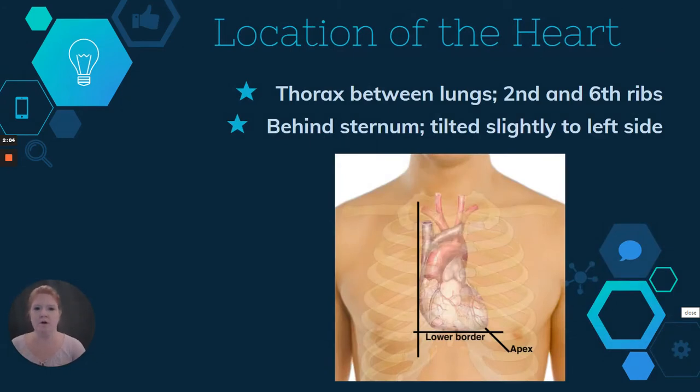Where's the location of your heart? So your heart is in your thorax, your chest, between the second and sixth rib. It's behind the sternum, this bone right here, and it's tilted slightly to the left side. Okay, so tilted slightly to the left. It's not like sideways like this. Okay, you can see the apex. That's that border, the one that's tilted to the left.